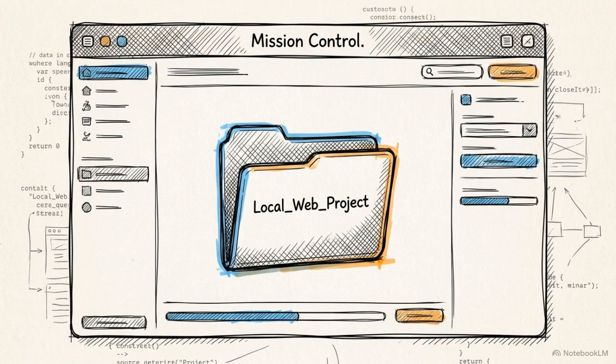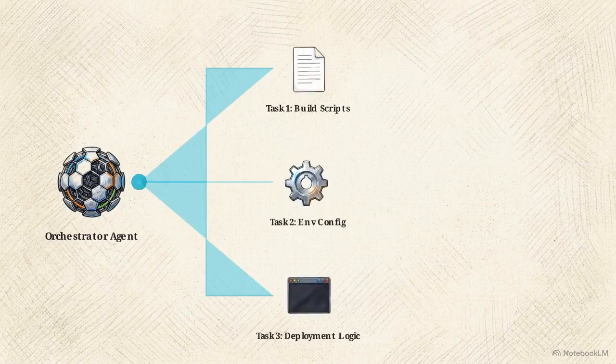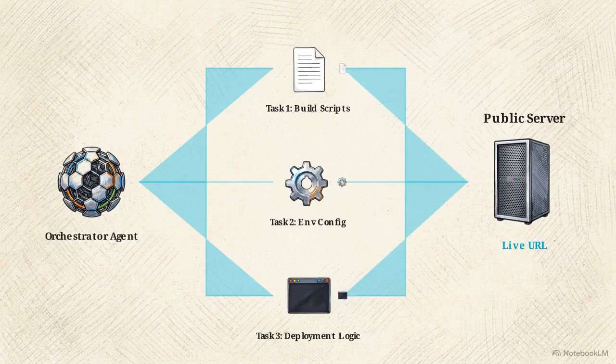Open the separate Antigravity 2.0 app to handle the final deployment phase of our local project. In the command bar, issue a single natural language request. Tell the agent to deploy your local web project to a cloud hosting provider. Behind the scenes, the orchestrator agent breaks down your request. It spins up parallel subnodes to write build scripts and configure complex environment variables simultaneously. They merge their output toward the live host without a single manual terminal command.